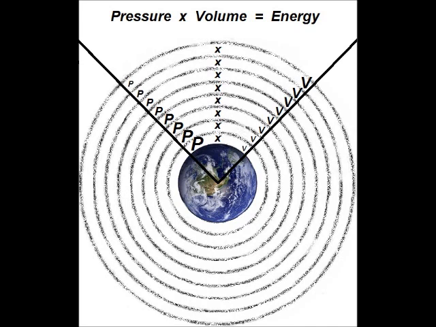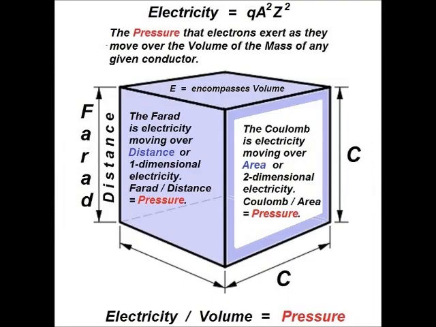Then we can also see that the pressure of that electrical space decreases as you move out into space. And that decrease in pressure is exactly in keeping with the square law decrease of gravity. And so once again, electricity is flowing over this three-dimensional cube. And as it flows over the entire cube, it's in the form of QA squared Z squared.